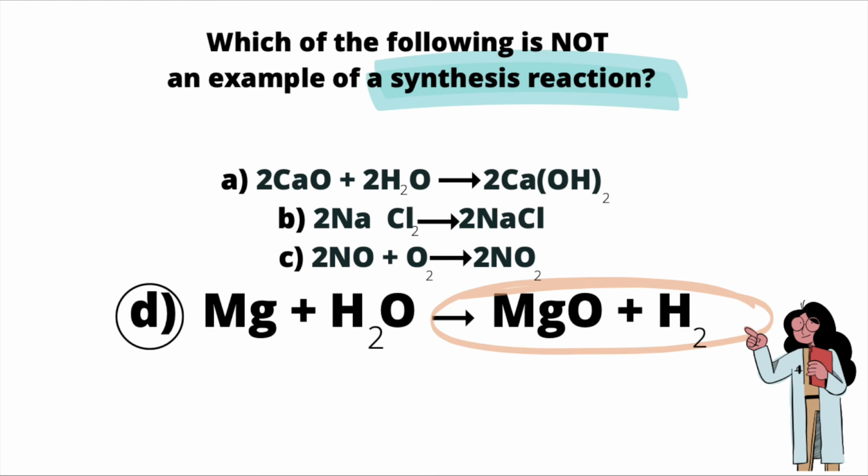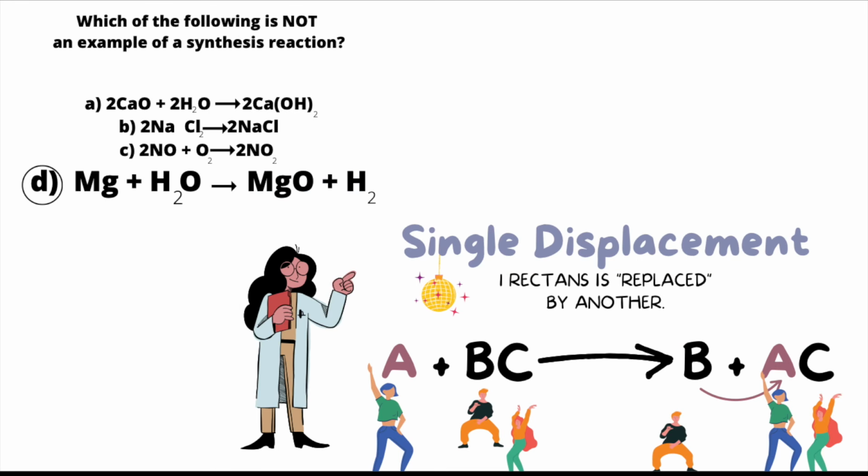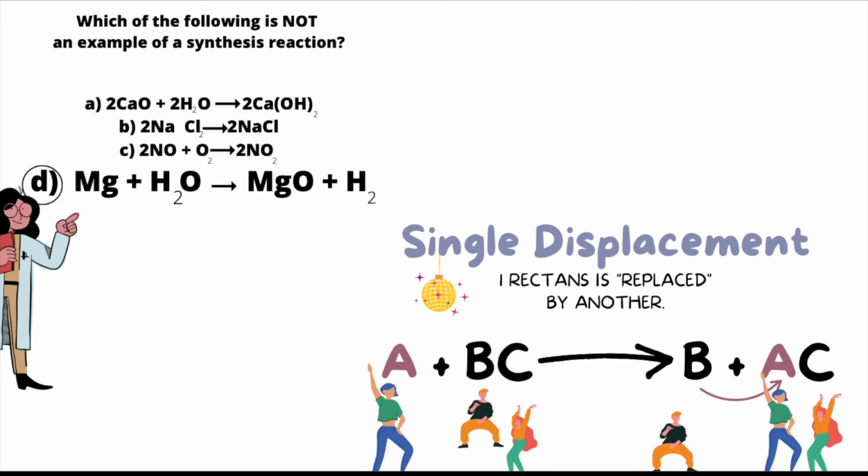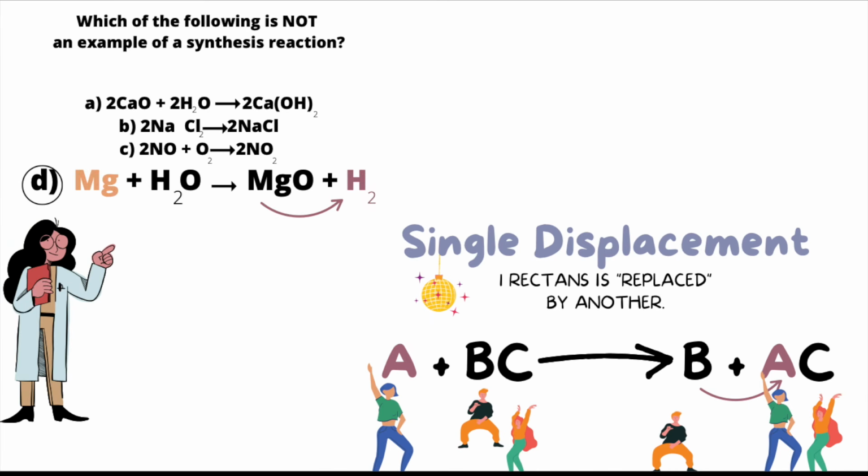Instead, this is actually a single displacement reaction. In a single displacement, one reactant is replaced by another. This is what the generic form of a single displacement looks like. A is replacing B. I like to think of it like a dance where a single person is dancing and then you have a couple that's dancing. Then the single person comes in and switches places with one of the partners. So if we look at our answer D, we have magnesium that is taking the place of hydrogen in the compound, and then hydrogen is taking magnesium's place. So there's basically one switch between two types of atoms.